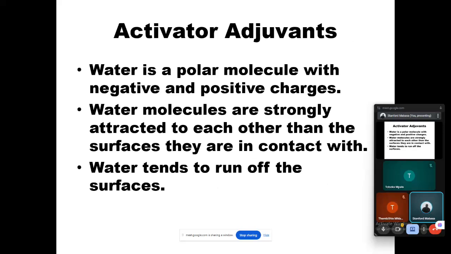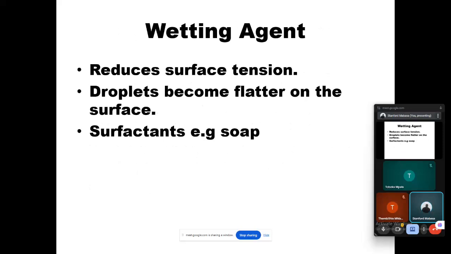Activator adjuvants. Water is a polar molecule with negative and positive charges. Water molecules are more strongly attracted to each other than to the surfaces they are in contact with. This is the property of water. Water tends to run off surfaces, so you may need a wetting agent which can reduce surface tension in water. Droplets become flatter on the surface.